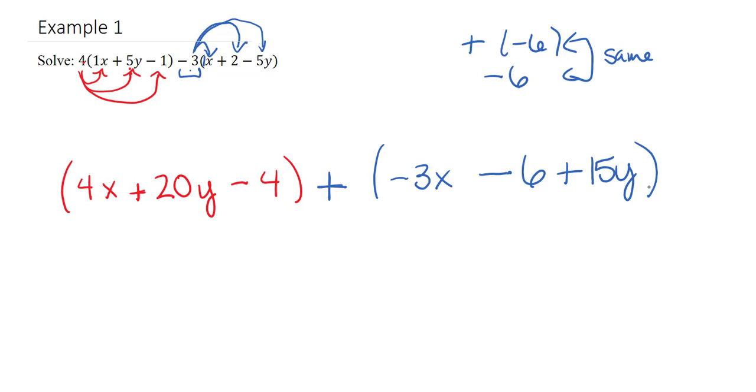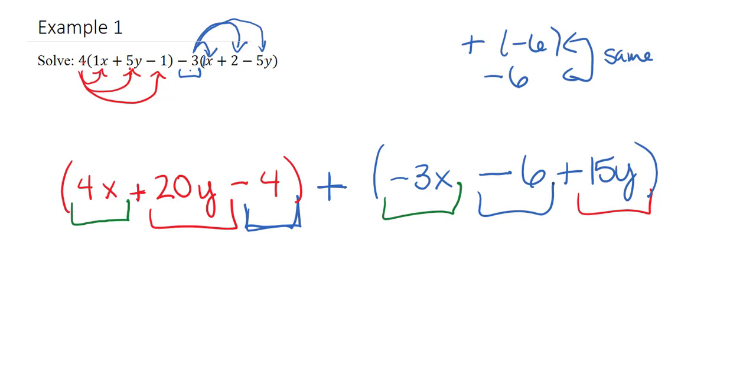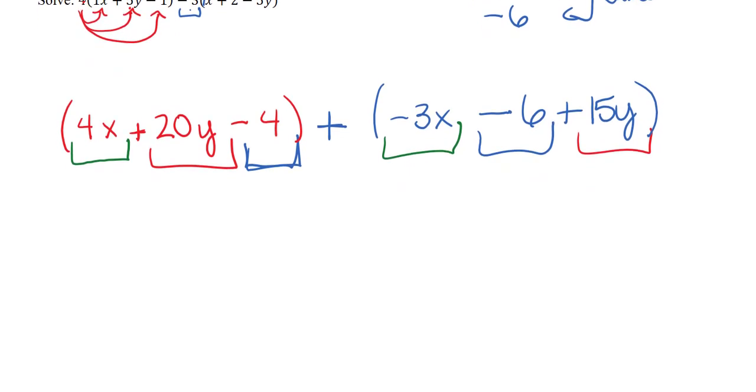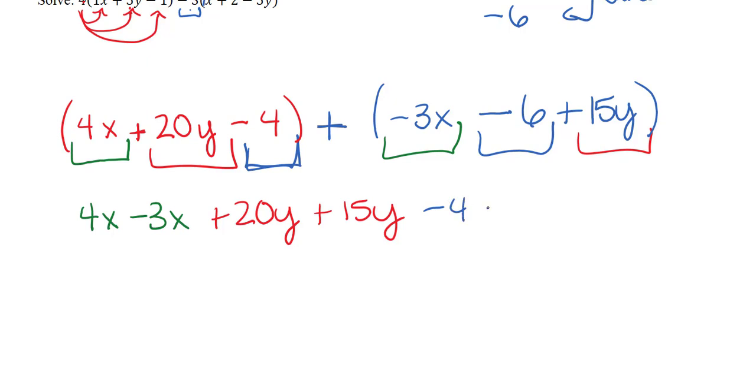So now the next step will be to combine like terms. We have a 4x and a negative 3x here, so we would combine those two. Then we have this 20y and a 15y. And then we have two numbers that we can just combine. So let's go ahead and do that. We're going to deal with the x's first. So we have 4x minus 3x. We can just rewrite this here. Then we have plus 20y plus 15y. Then we have minus 4 minus 6.